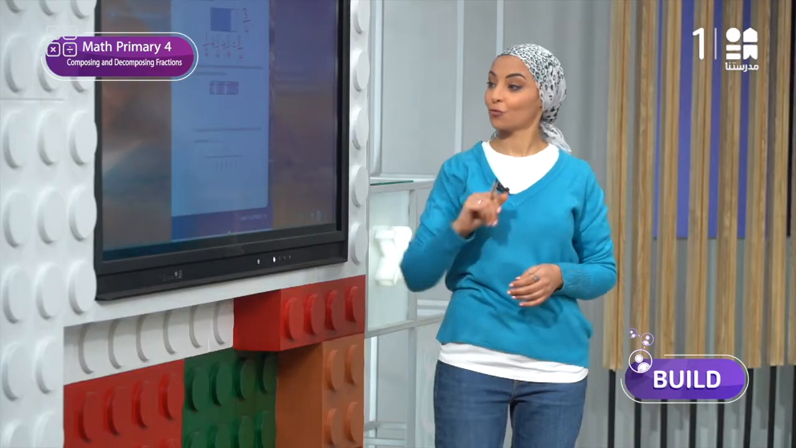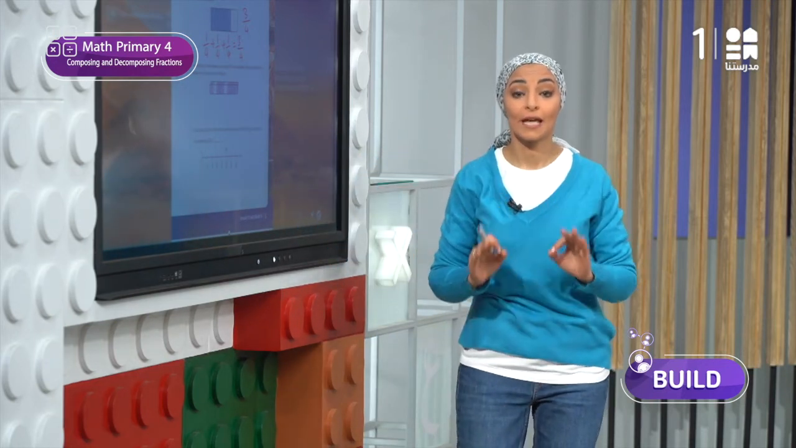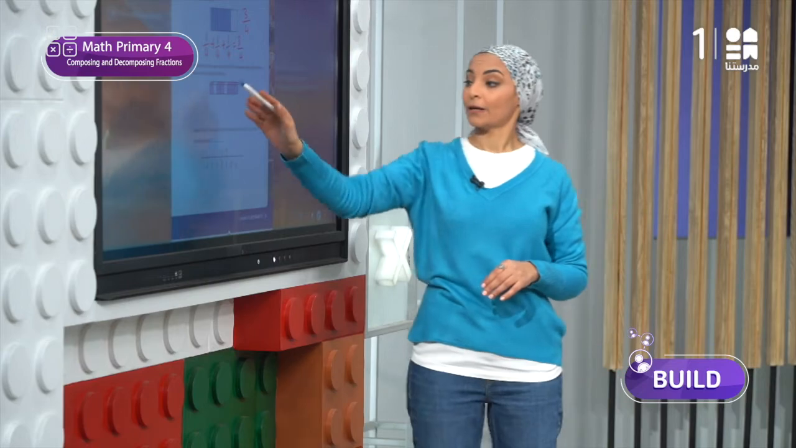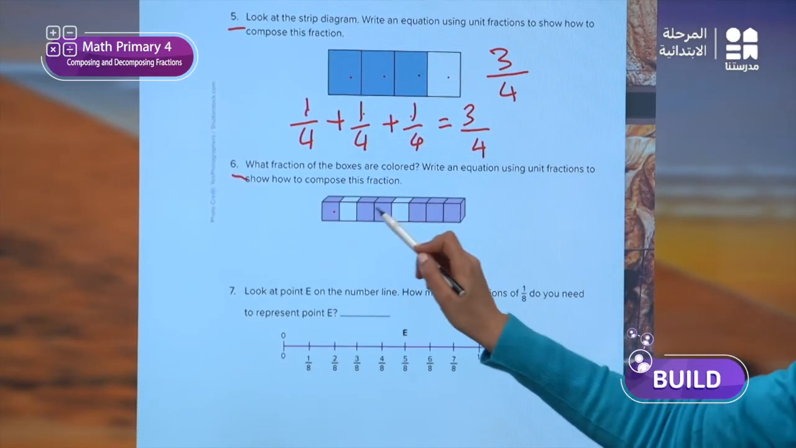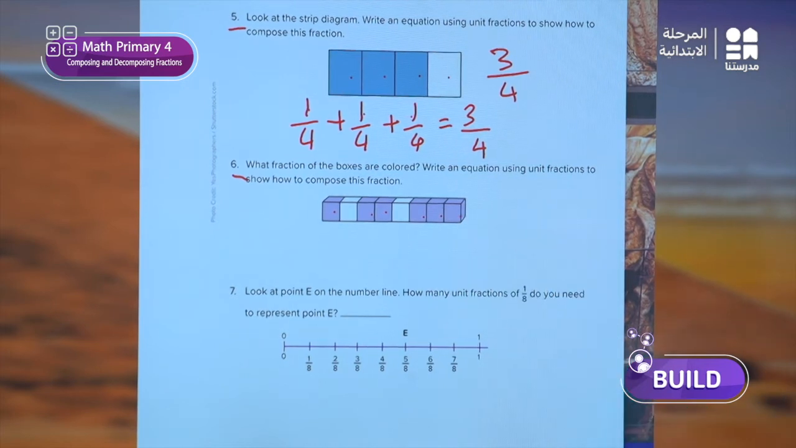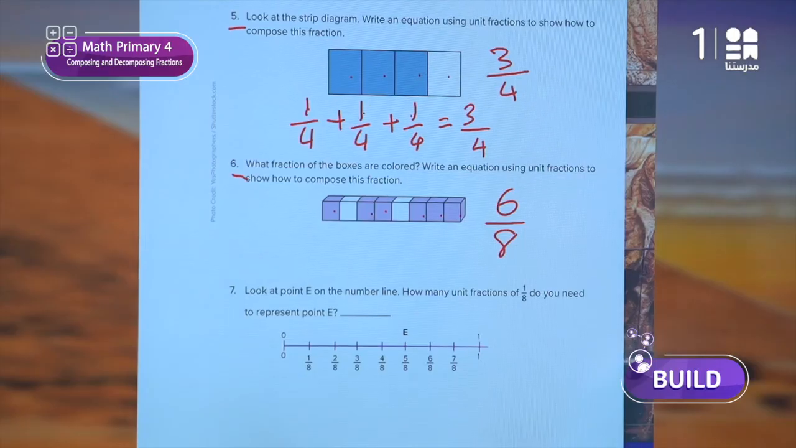And now let's move to problem number 6. It is the same idea. Here, can you know how many shaded parts? Yes, count it. 1, 2, 3, 4, 5, 6. Here I have 6 shaded parts out of what? Out of 8. So 6 shaded parts out of 8. Okay, so this is my fraction.